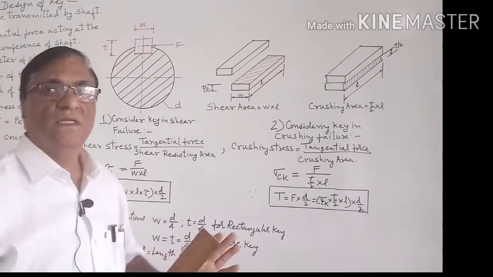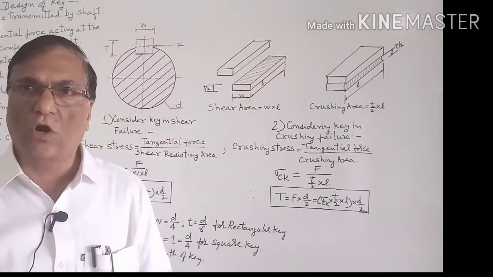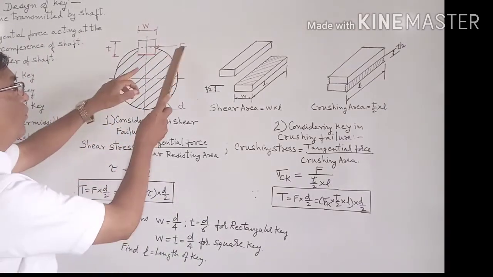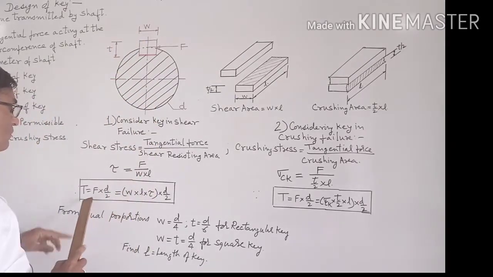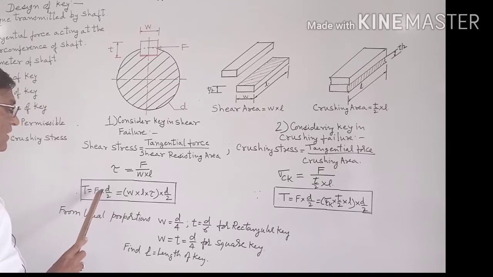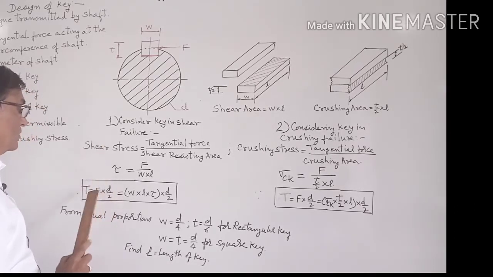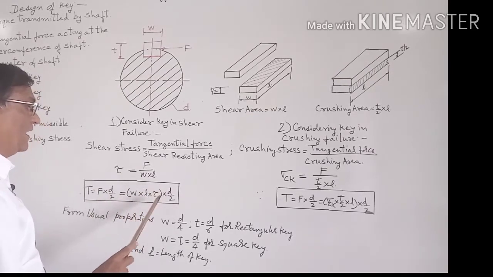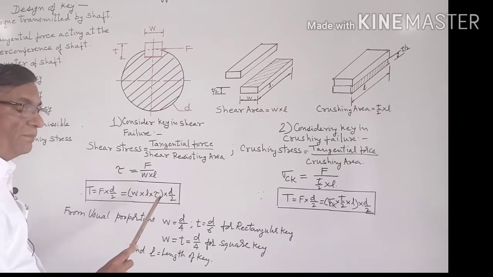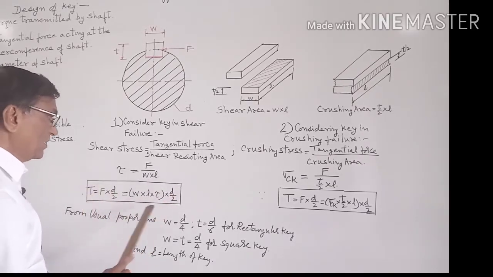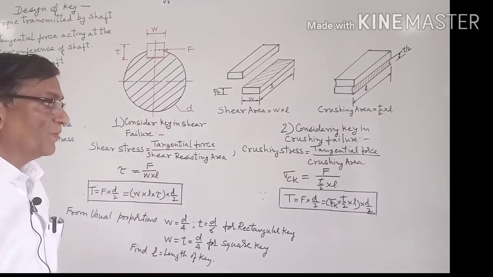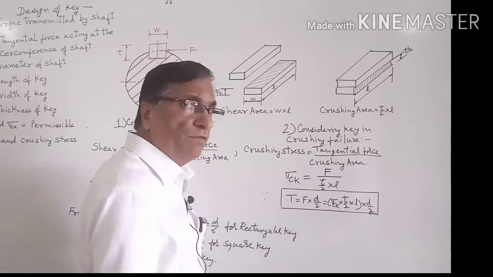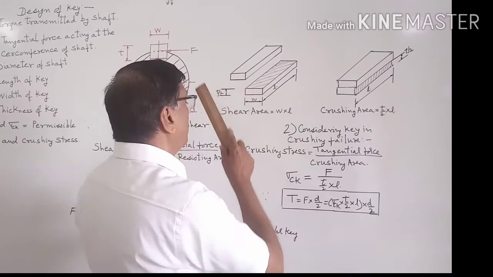Now basically the key is meant to transmit the torque, so we will find out the torque equation. Torque is given by force into radius. So here we equate torque is equal to shear force into D by 2. Putting the value of shear force as W into L into tau, multiplied by the radius D by 2, this is the torque equation based on the shear failure. And here is the torque equation based on the crushing failure.